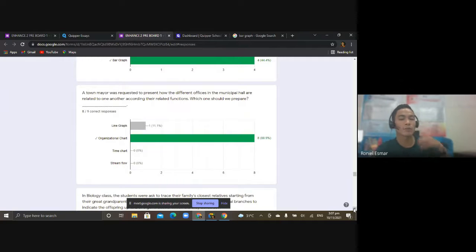Na makita nato sa organizational chart the different offices, different departments, together with the functions of each constituents. No nga nabilong ana nga department or office. So that's why we make use of an organizational chart. Kinsa ang head ng office, kinsa ang second highest position below sa head. Ang ina na mga klase sa chart.